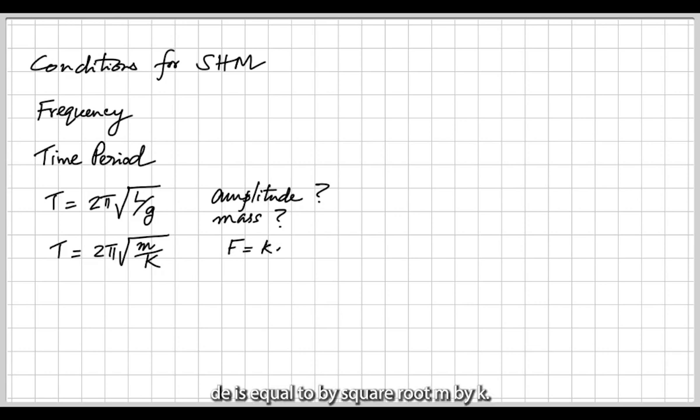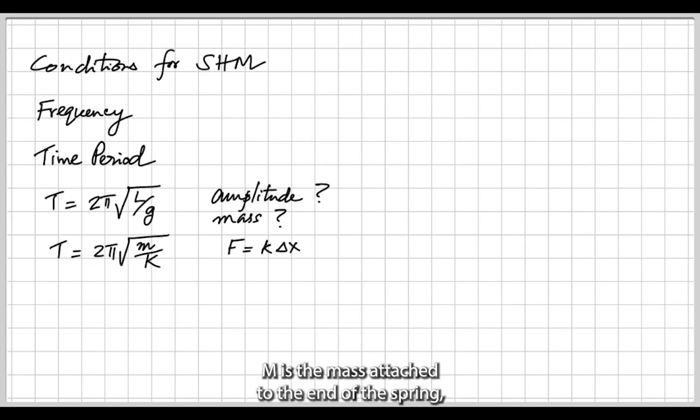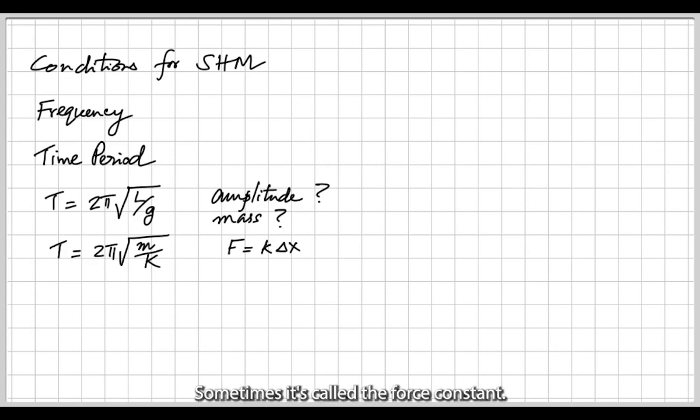T is equal to 2 pi square root m by k. M is the mass attached to the end of the spring, and k is the spring constant. Sometimes it's called the force constant. So here you can see that the time period does depend on the mass attached to the spring. But next question is, does it depend on the mass of the spring?